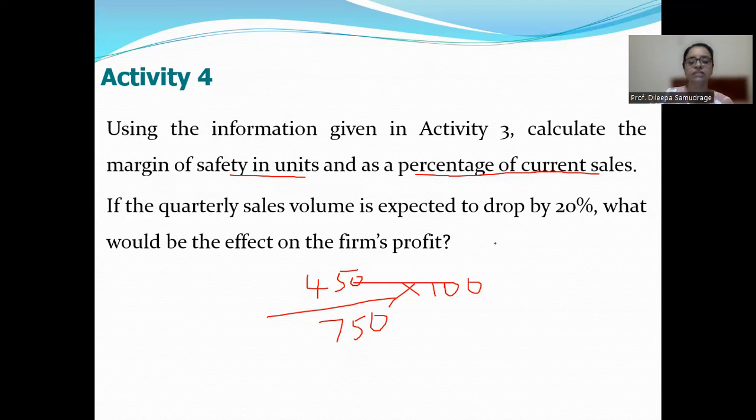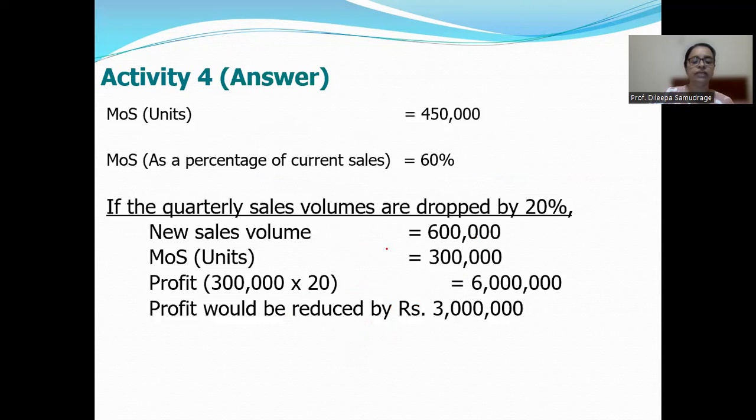Right, so correct, because the new sales volume is from 750, 80% is 600, right? So the margin of safety is 300, so 300 into 20. You get 6 million. So this is contribution. But earlier it was 9 million. From 9 million, if you deduct this 6 million, so now it is 6 million. Earlier 9 million. So the profit reduced by 3 million, right? So that's how you have to answer.